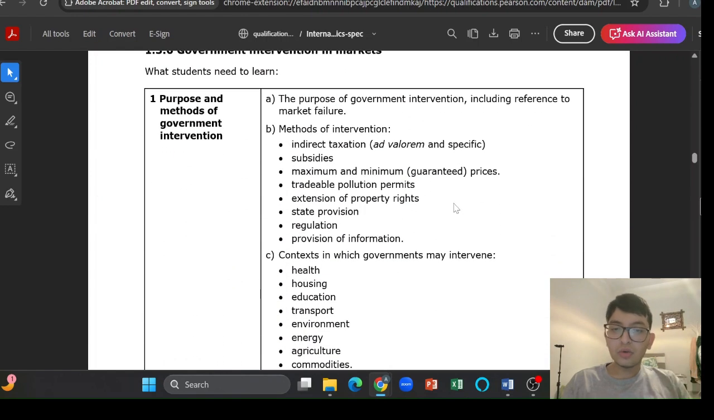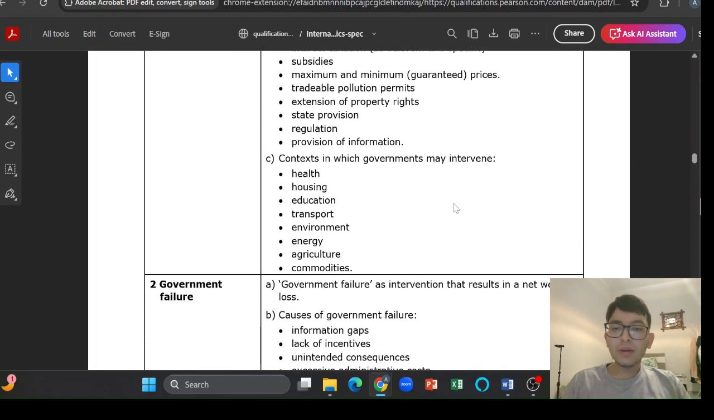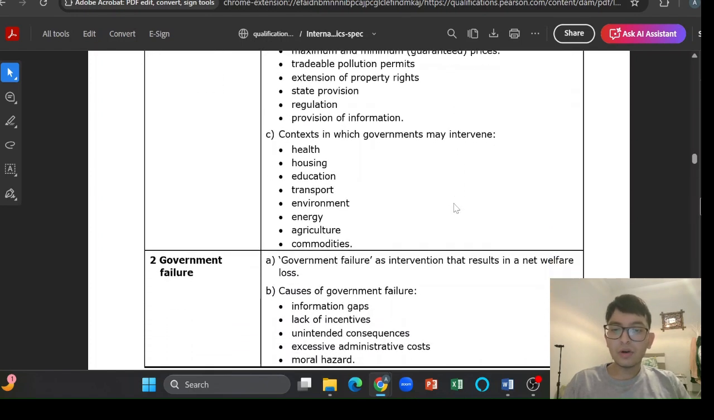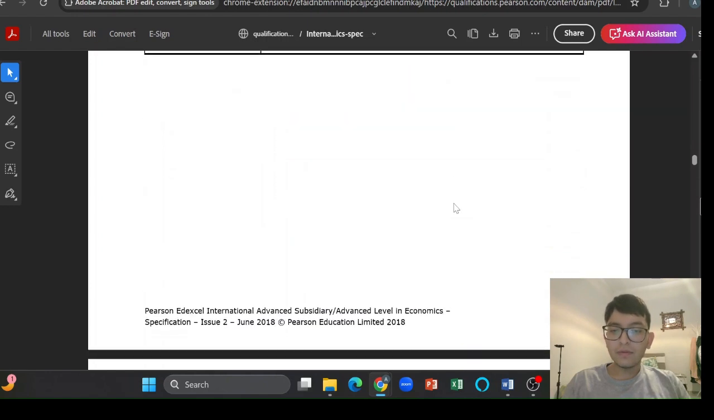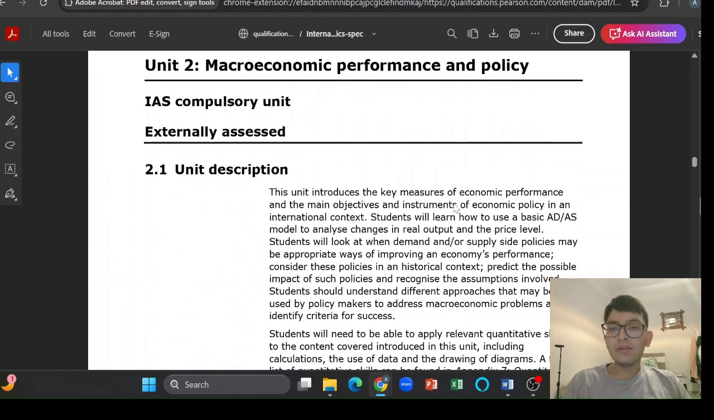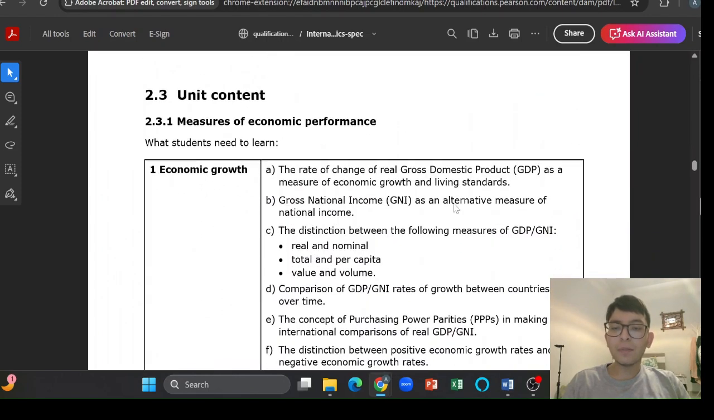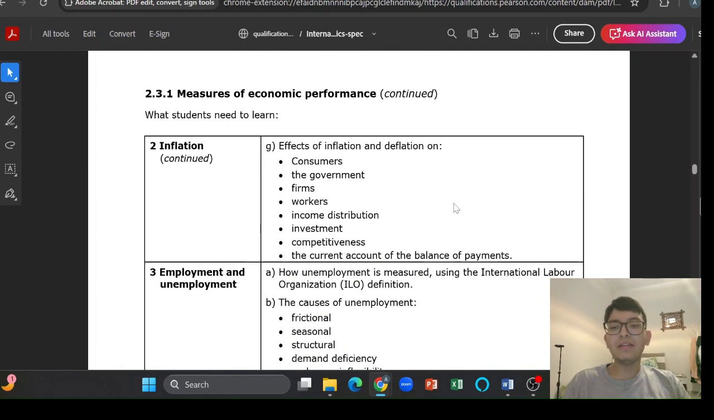Government intervention is in unit one and in unit two as well. Even though it might be more in alignment with unit two, in unit one government intervention is also included. So we have, again, the different ways government intervenes, and the context in which government may intervene. Then government failure and the causes of government failure, which is again easy. It's not tough, it's just a lot of theory which you have to memorize. But if you have the proper resources, you can easily grasp these topics and the main pointers.